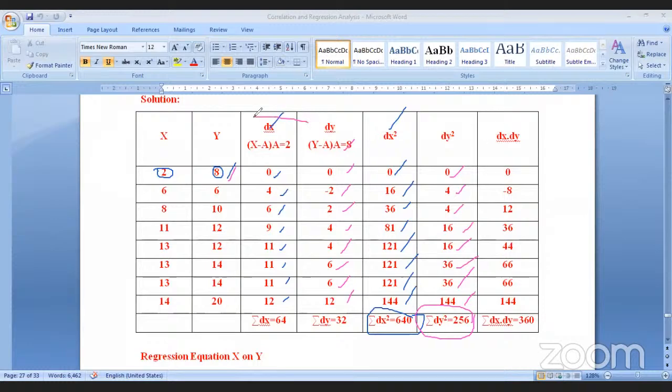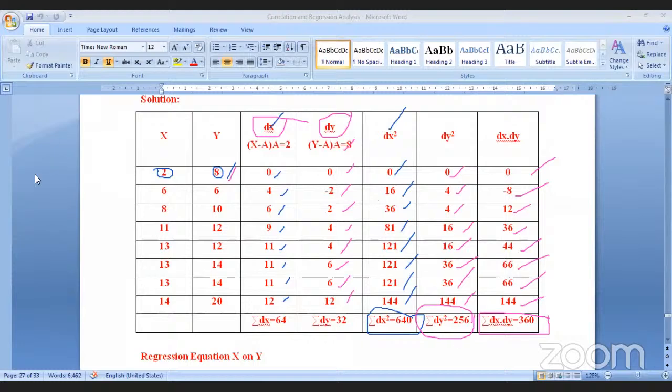The next one, sigma dx into dy. 0 into 0, 0. 4 into 2, 8. 6 into 2, 12. 9 into 4, 36. 11 into 4, 44. 11 into 6, 66. 11 into 6, 66. 12 into 12, 144. Sigma dx into dy is equal to 360.